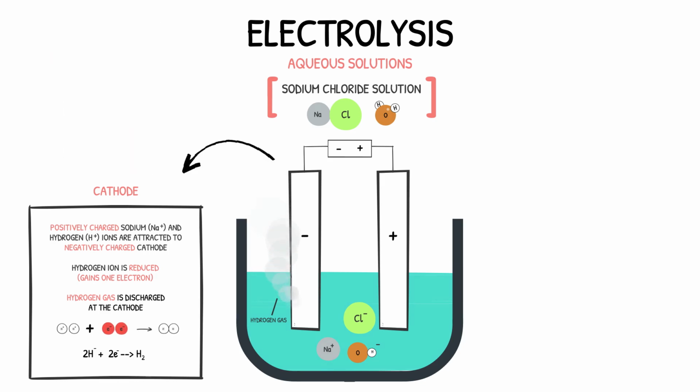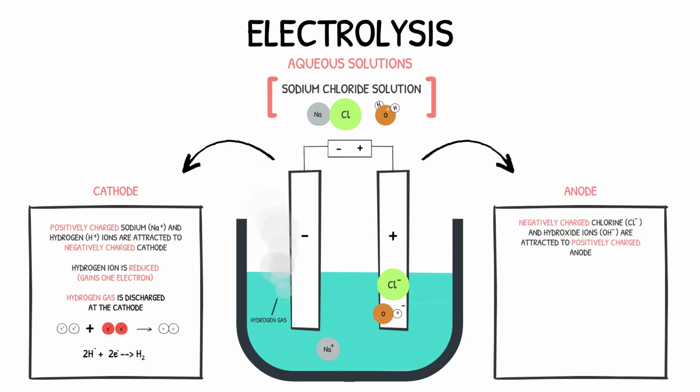At the positively charged anode, the chlorine and hydroxide ions are both attracted. However, much like we saw at the cathode, only one of these substances will be discharged. In these circumstances, simple ions are discharged more readily than polyatomic ions. Therefore, chlorine gas will be discharged at the anode and the hydroxide ions will remain in solution.